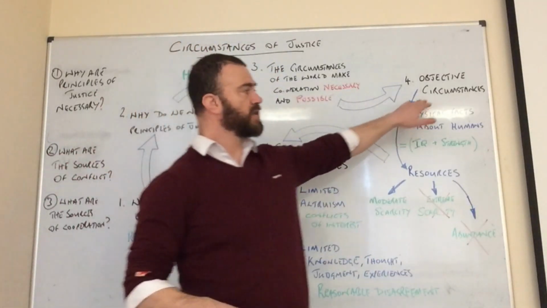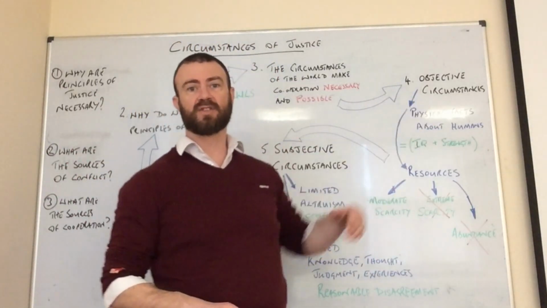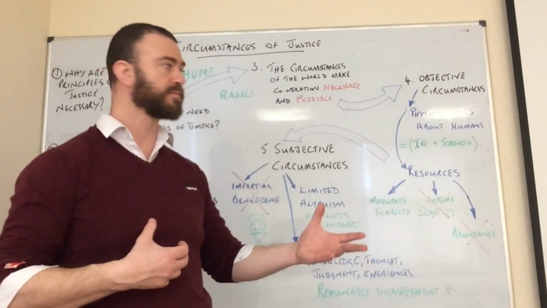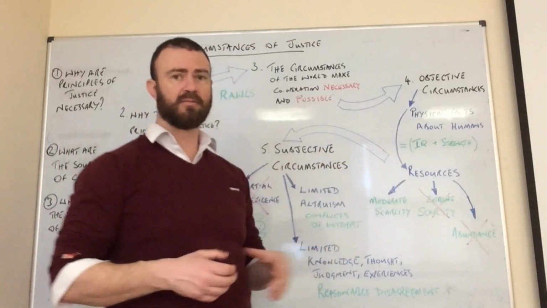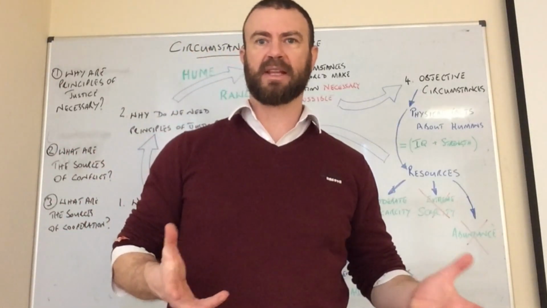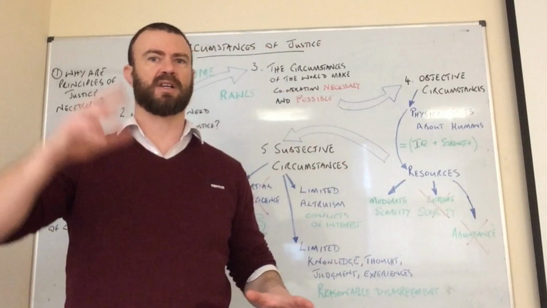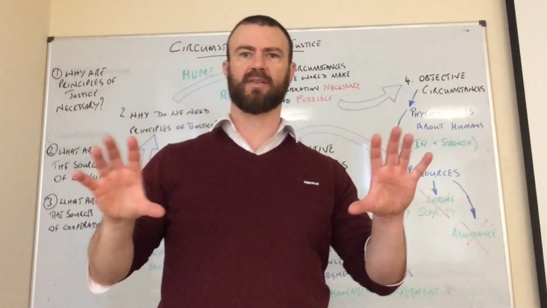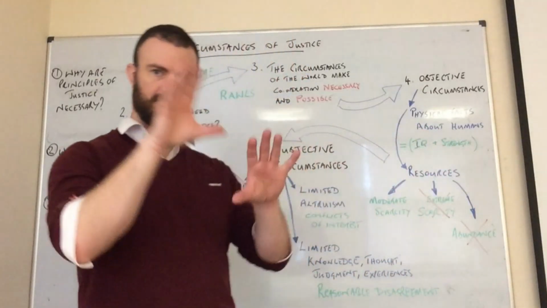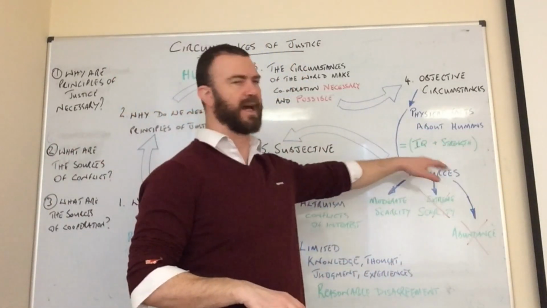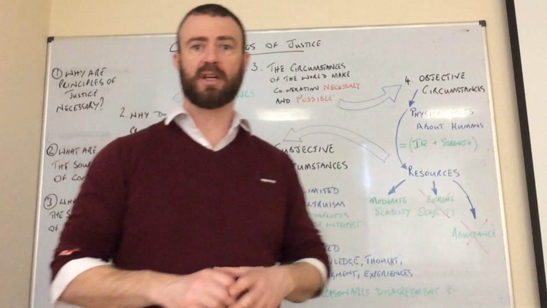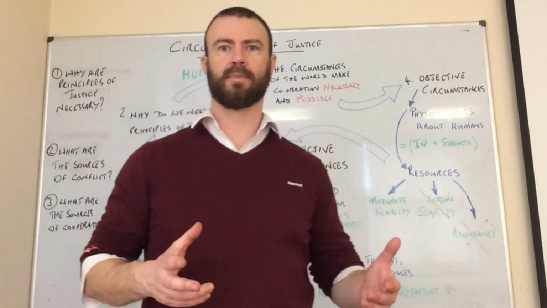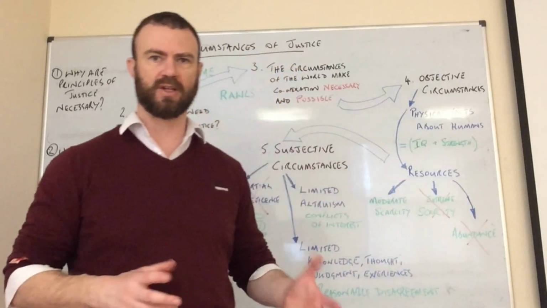Rawls lists two circumstances. The first one is objective circumstances. These are physical facts about us and about our world. First one is that as human beings, we're roughly physically and mentally equal. No one has vast superhuman abilities or anything like that. We're all roughly of the same stripe within a band, in terms of intelligence, natural strength and so on, such that in a situation of competition we could injure each other.